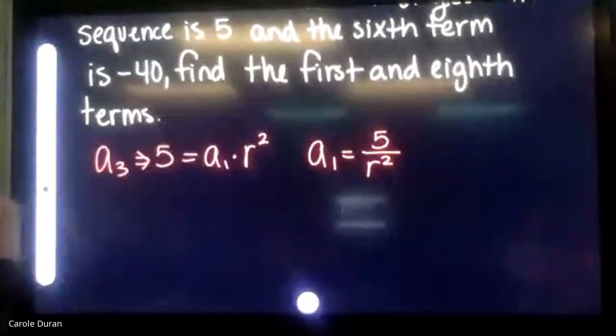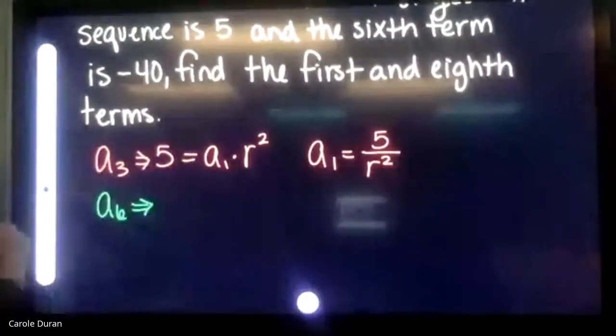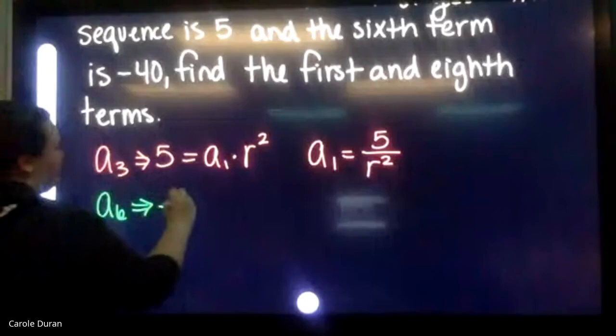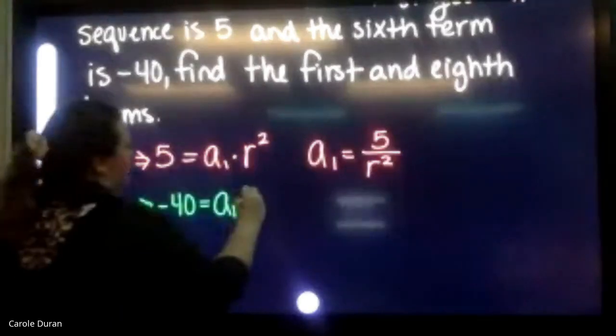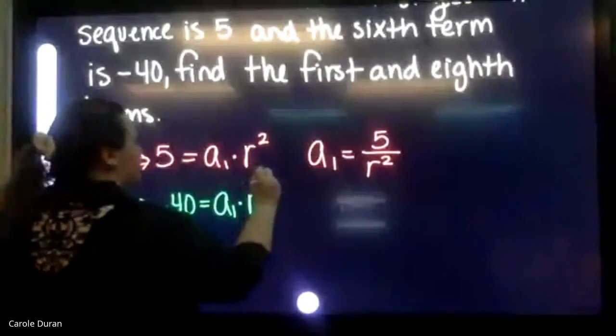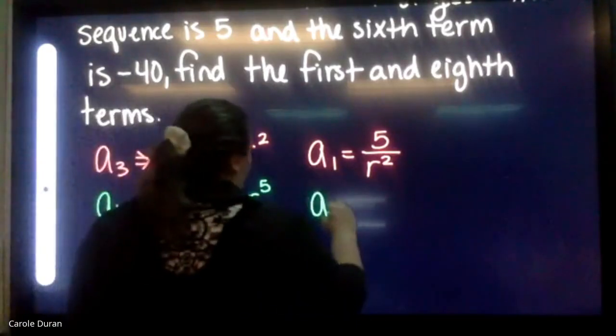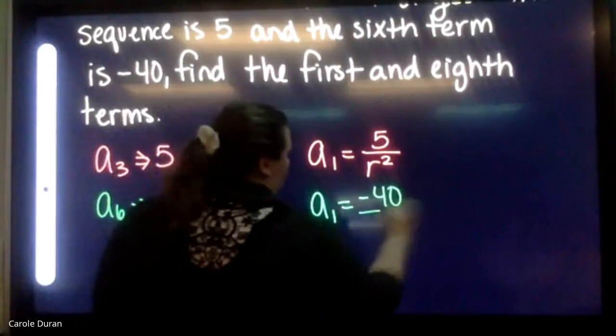We will do the same thing with A6. Does somebody have a question? Sorry. Okay. We will do the same thing with A6 because that was the second term that I was given. I know A6 equals negative 40, and that is again equal to A1 times my common ratio R to the 6 minus 1, which is the fifth power. My goal again is to isolate A1. So what do I need to do? Divide the R to the fifth over. And when I do, I get A1 equals negative 40 over R to the fifth.